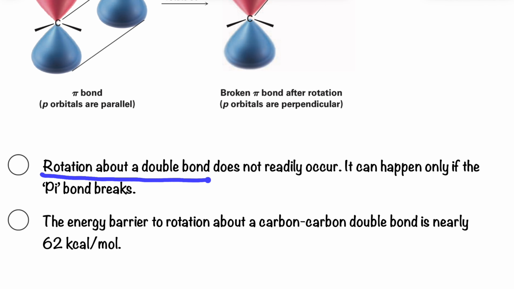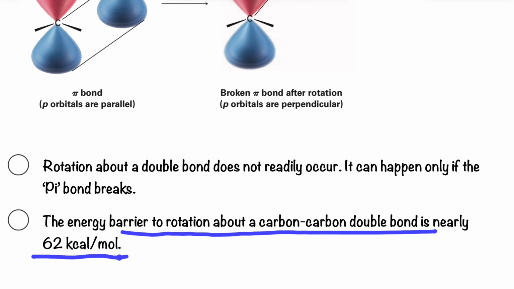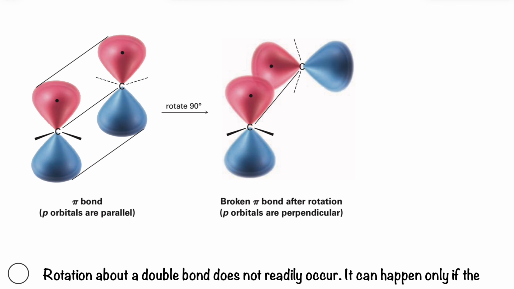Rotation about a double bond does not readily occur. It can happen only if the pi bond breaks. But the pi bond definitely requires some energy. So the energy barrier to rotation about a carbon-carbon double bond is nearly 62 kilocalories per mole. So this bond rotation is possible only after cleavage of the pi bond.